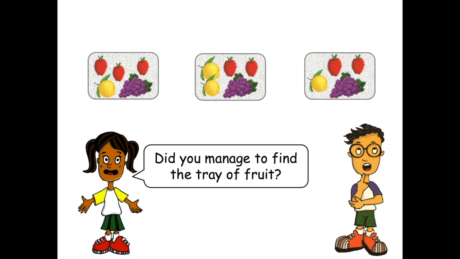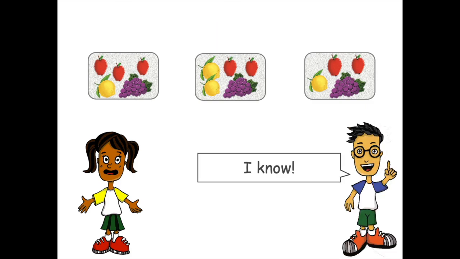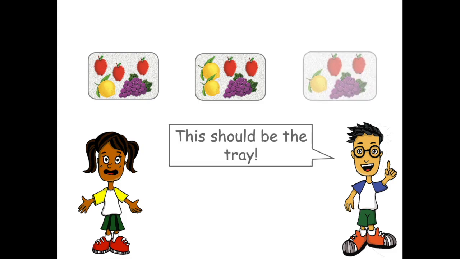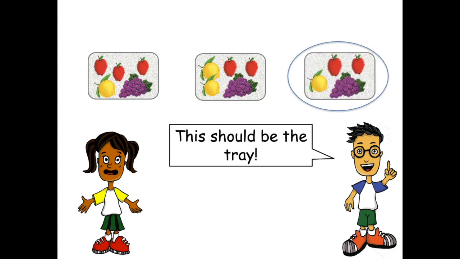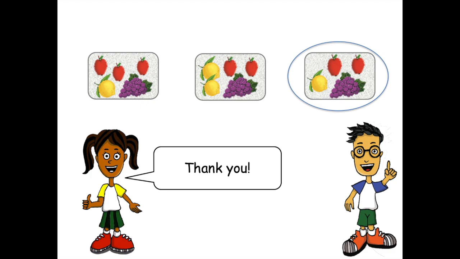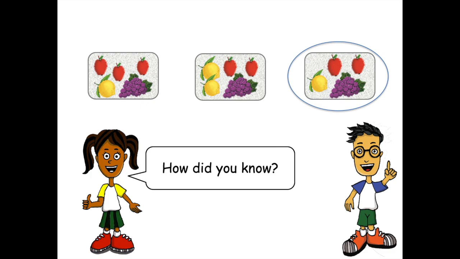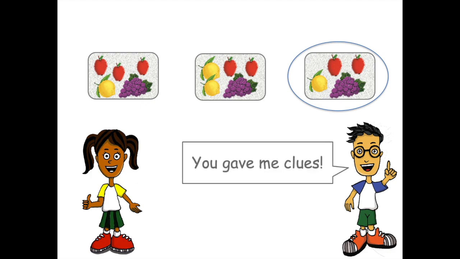Did you manage to find the tray of fruit? So what Siti said was a lemon, 2 apples, and some grapes. Which one of the sets is it? Is it the first set? The second set? I know. This should be the tray. Thank you. How did you know?